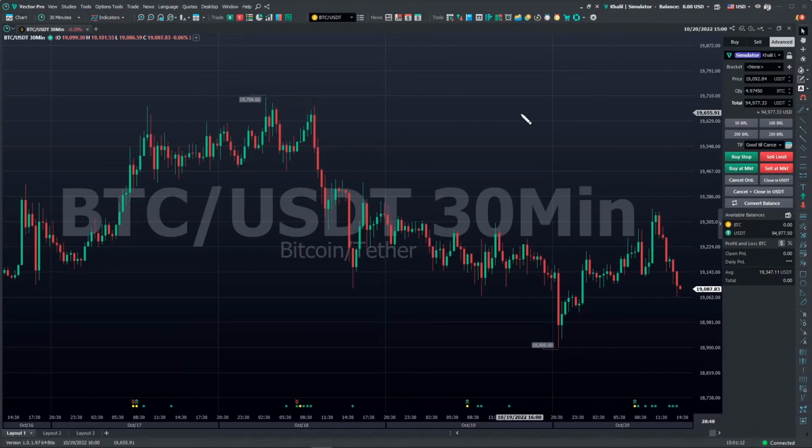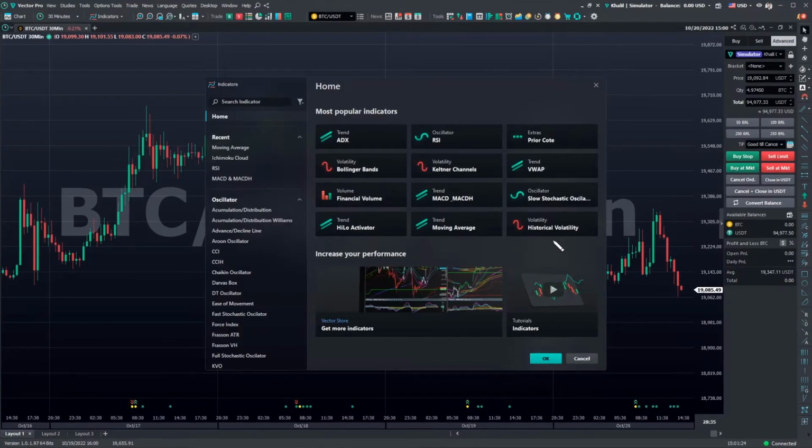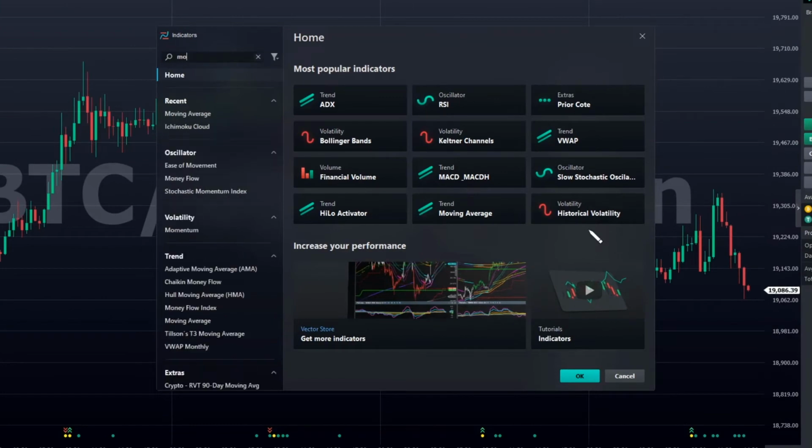Now that you've learned all the theory, let's take a look at Vector's screen where I'll show you how all of it works. Let's insert a moving average on Vector. To do this, right-click over the chart to see the options and then Insert Indicator. Here, we search for moving average.